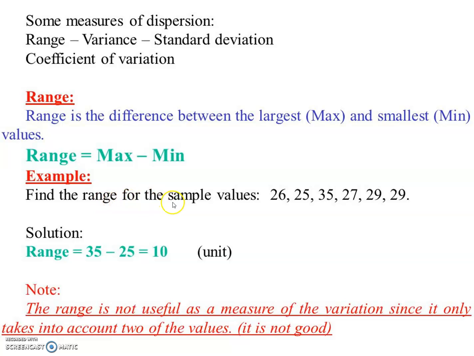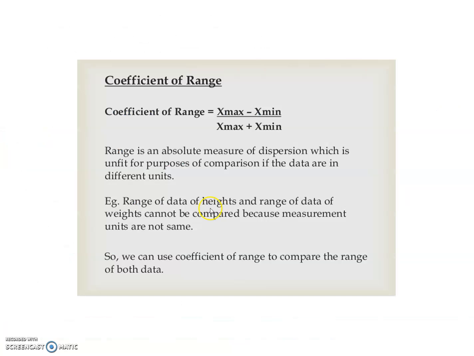Example, find the range for the sample values 26, 25, 35, 27, 29, 29. What is the highest value? 35. Minus, what is the lowest value? 25. Final answer is 10 units. The range is not useful as a measure of the variation since it only takes into account two of the values. It is not good. Sometimes the data is not sufficient to verify anything.